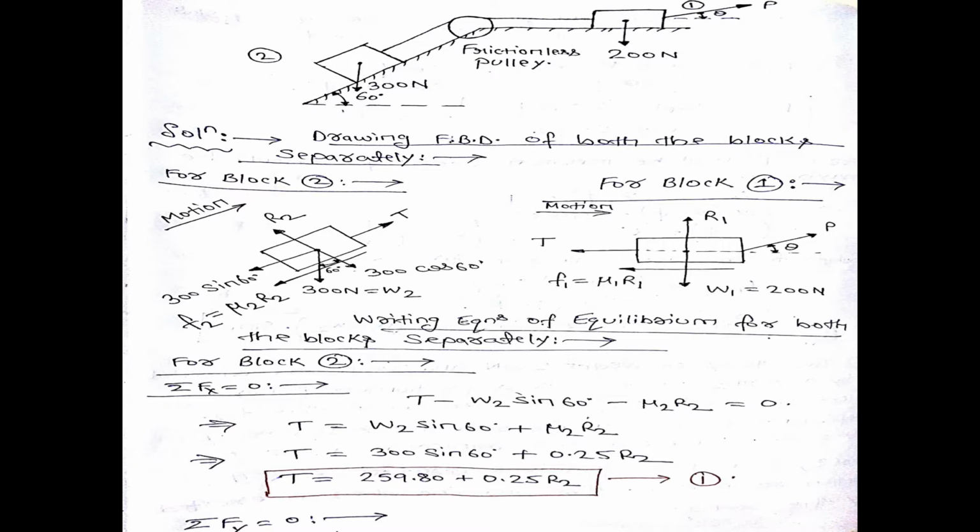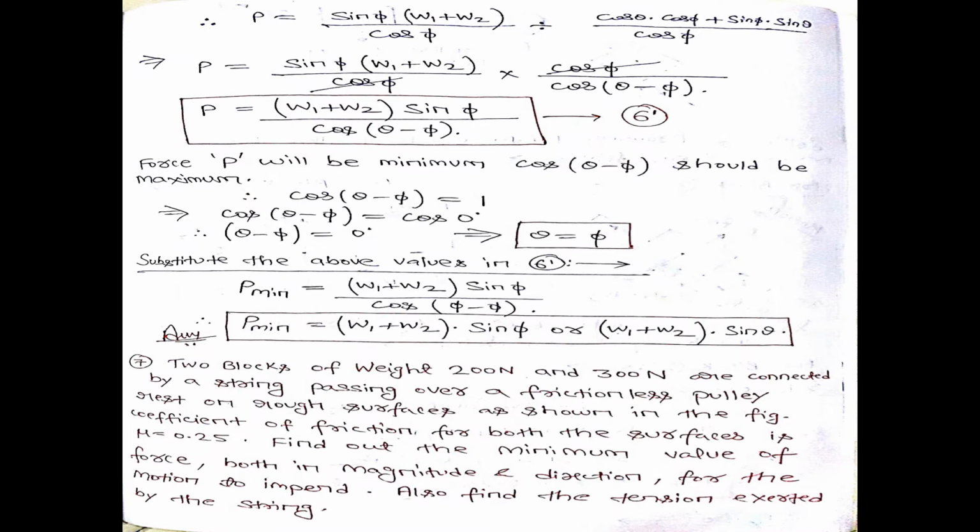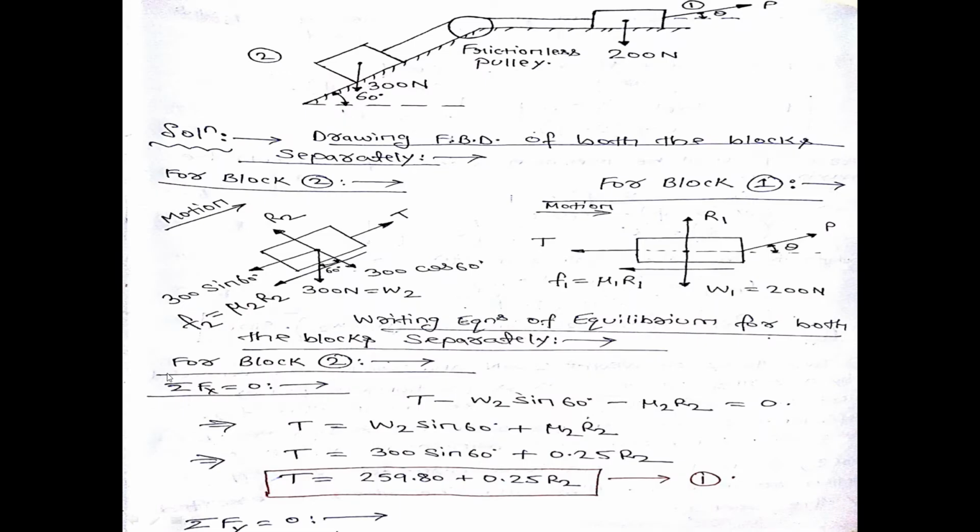Okay, this is the first part. And what is the second part? We need to find the tension exerted by the string. Since the first and second blocks are connected by a common string passing through a frictionless pulley, what will be the tension T exerted by this common string? That also I need to find out.